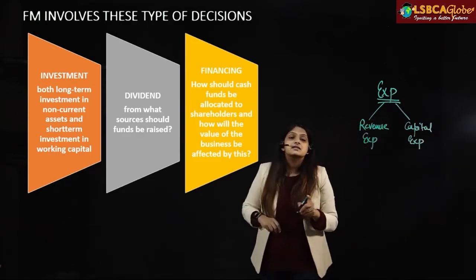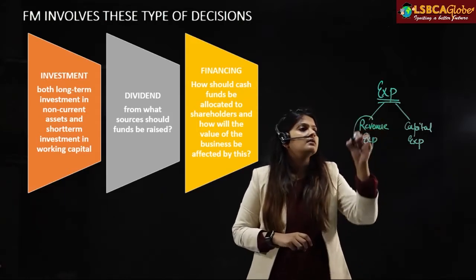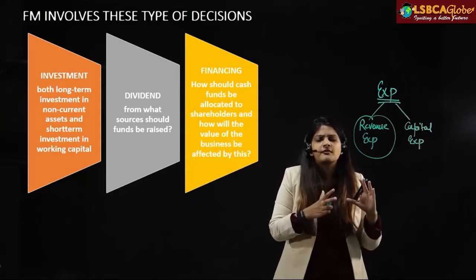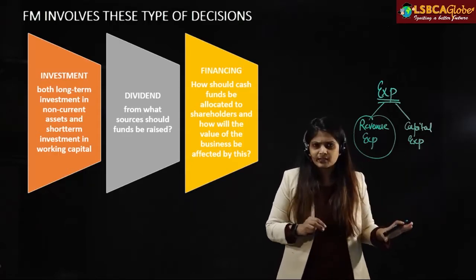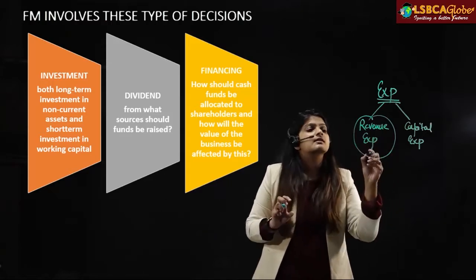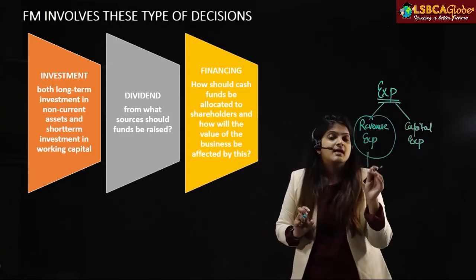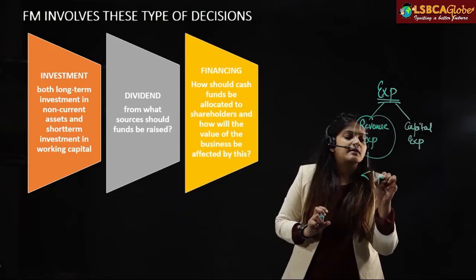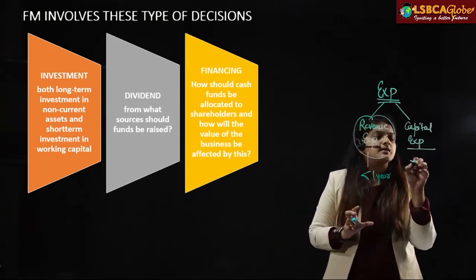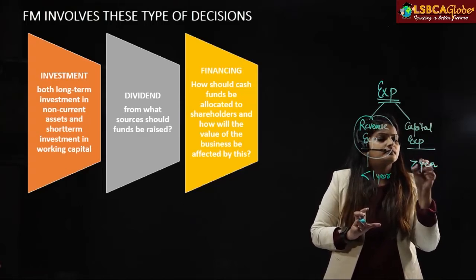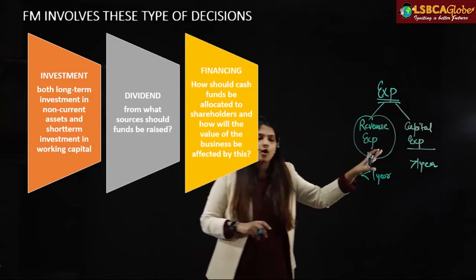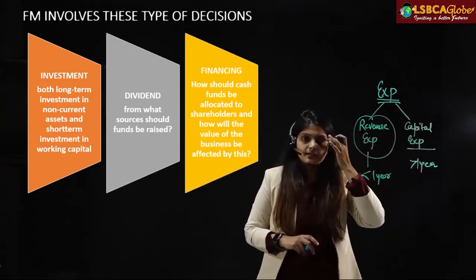Revenue expenditure is an expenditure which is done for a given year. We have learned the definitions of revenue expenditure and capital expenditure. We usually used to say that revenue expenditure is an expenditure which is incurred for less than 1 year, and capital expenditure is an expenditure which is incurred for more than 1 year.